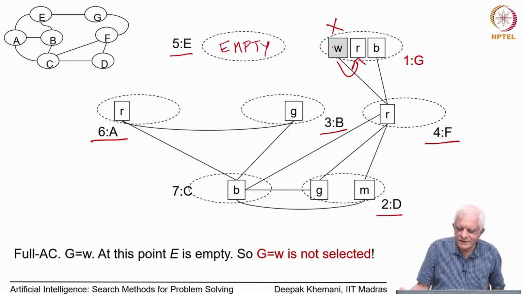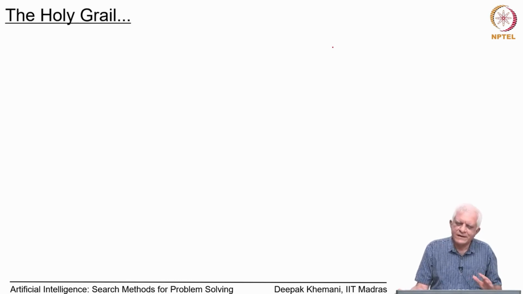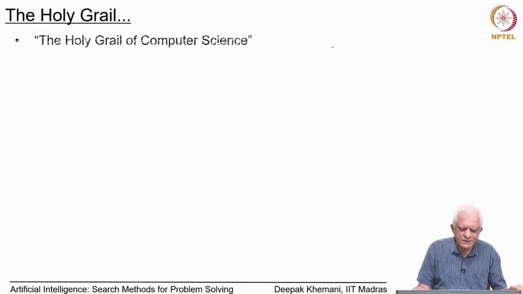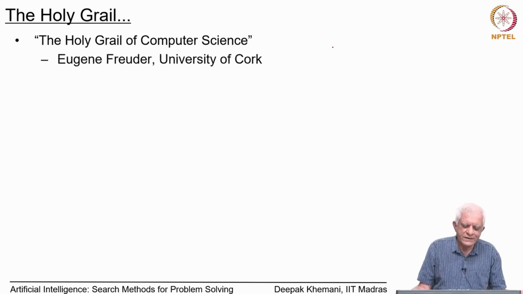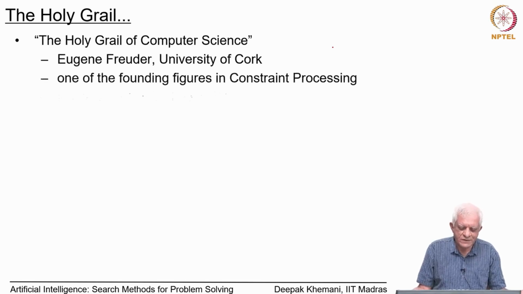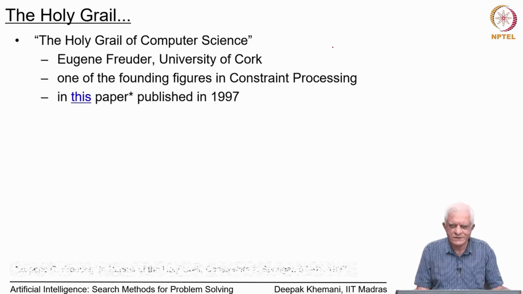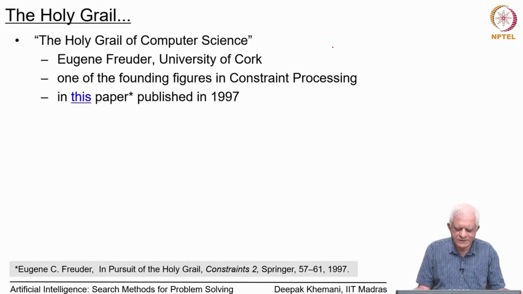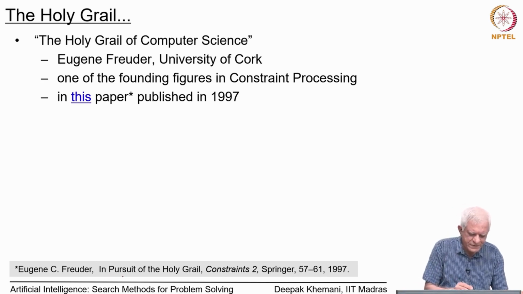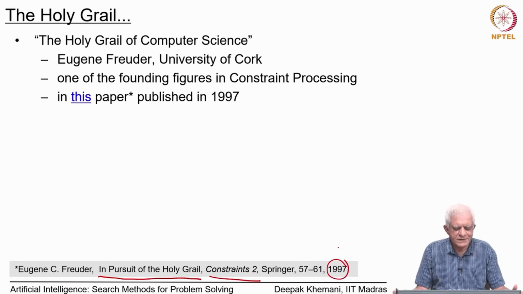So, we will end our study of constraints here. I want to end with some quotation from Freuder, who is still active at the University of Cork. He is one of the founding figures of constraint processing. The AC3 algorithm is credited to him, and he published a paper in 1997, which is titled, as you can see, In Pursuit of the Holy Grail. It came in the Constraints Journal in 1997 essentially.